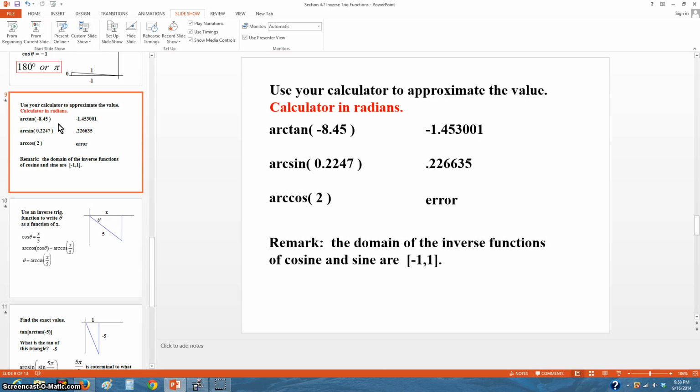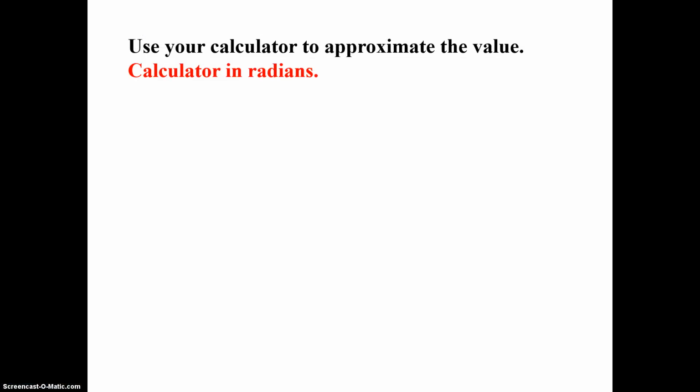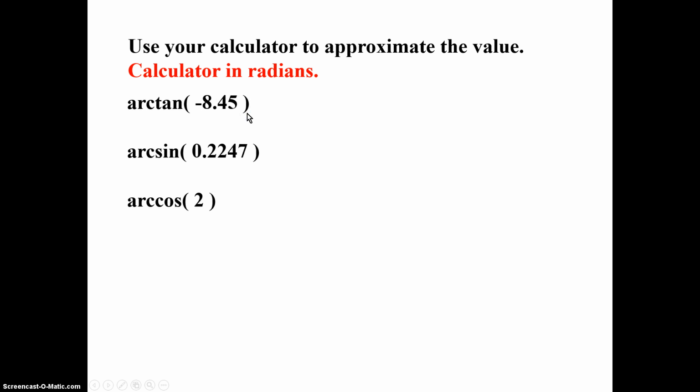Okay, so I'll continue with one more slide in regards to new information, and then after that I will go ahead and review for your quiz, which will be tomorrow. It says use your calculator to approximate the value and make sure that your calculator is in radians. So we have arc tangent of negative 8.45, arc sine of 0.2247, and arc cosine of 2.